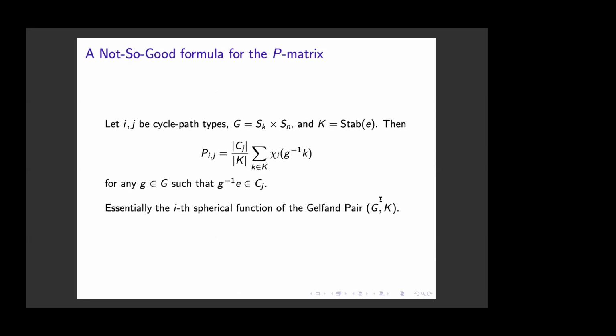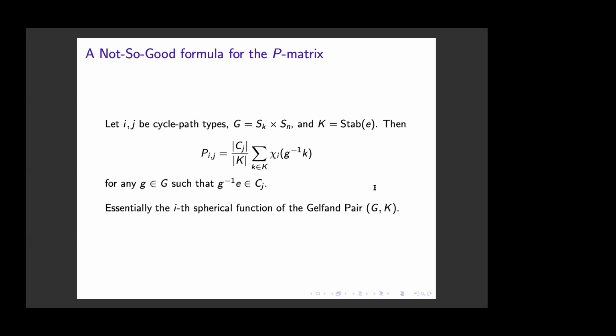Okay, so there's kind of an off-the-shelf, not so good formula for the P matrix, and it's as follows. To keep this formula tidy, I'm going to let I and J be cycle types. You should think of I as corresponding to some pair of partitions, and J as corresponding to some pair of partitions. G is going to be SK cross SN, and K is going to be the stabilizer of this identity injection. Okay, so here's a formula for the eigenvalues. You could call this the projection of these characters chi onto the space of K invariant functions.